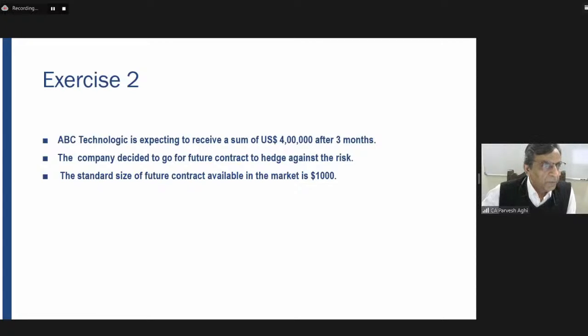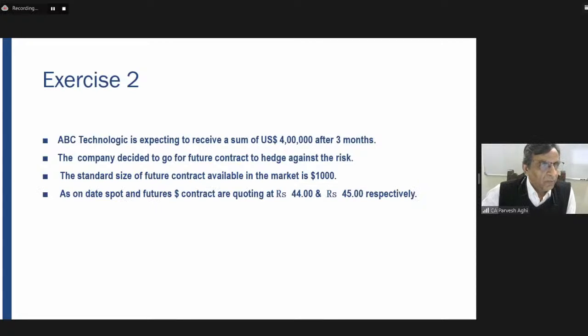As of date, the spot and futures contract are quoting at 44 and 45. So the spot rate is 44 rupees per dollar, and the futures rate is 45 rupees per dollar. So this is the futures rate.